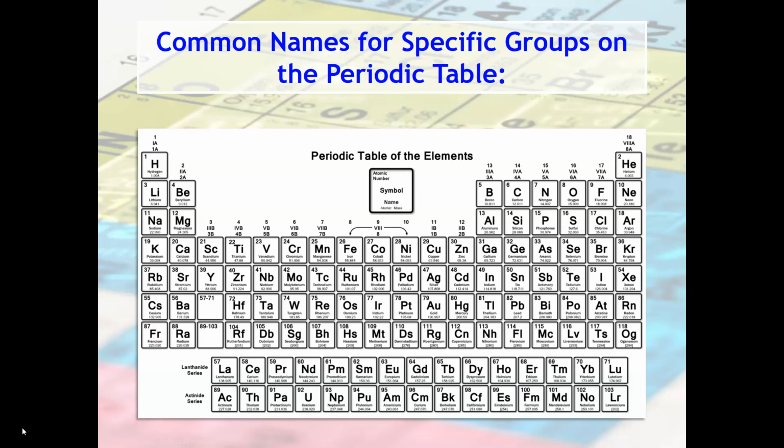There are some common names for specific groups on the periodic table. For example, group 1 are the alkali metals. Notice I did not include hydrogen in that. I deliberately drew the arrow pointing straight to the lithium and over the hydrogen, because hydrogen is technically a nonmetal. Group 2 are called the alkaline earth metals. Group 17 are called the halogens, and group 18 are called the noble gases.